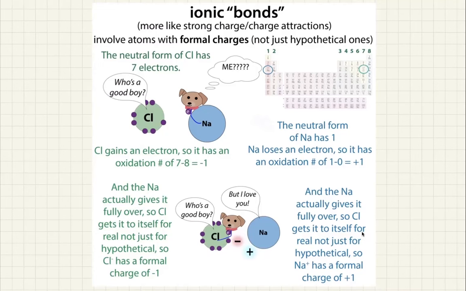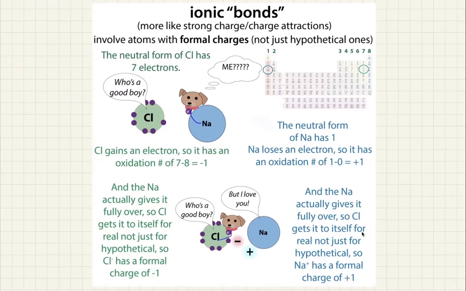Because you have how many electrons you started with minus how many electrons you end up with to get the oxidation number. So for chlorine, it started with 7 in its neutral form. Now it has 8, and so it has an oxidation number of -1, as well as a formal charge of -1, because remember, this transfer actually is taking place. With the sodium, it started with 1, it ends up with 0. 1 minus 0 is +1. It has both an oxidation number of +1, as well as a formal charge of +1.